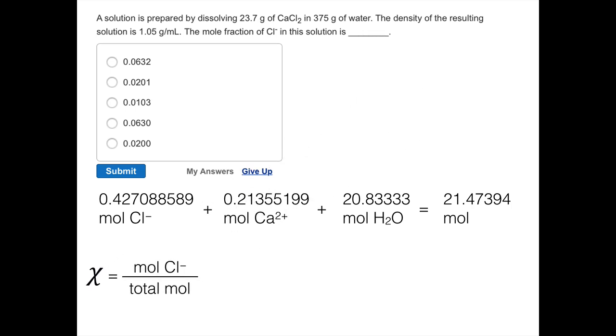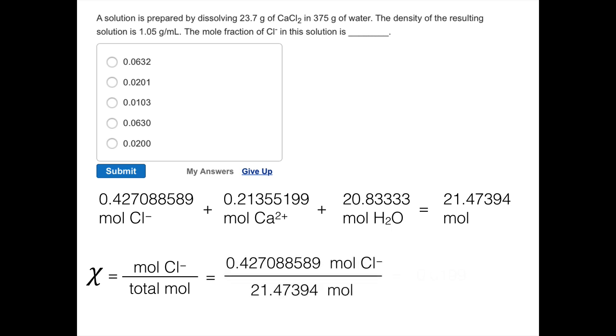We then can calculate the mole fraction, which is going to be the moles of Cl-, which is 0.427, divided by 21.47394, which ends up giving us 0.199 as the mole fraction of chloride, which the closest answer here is going to be 0.200, which is the correct answer.